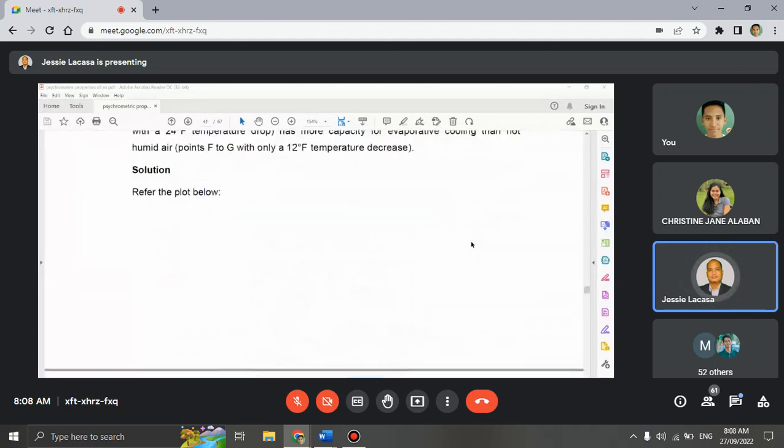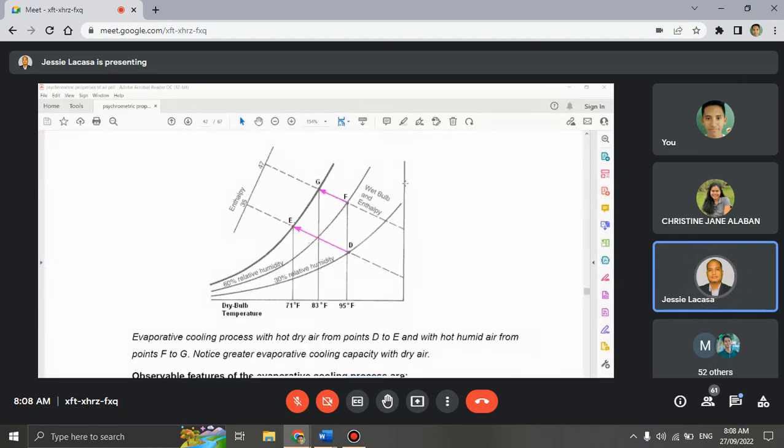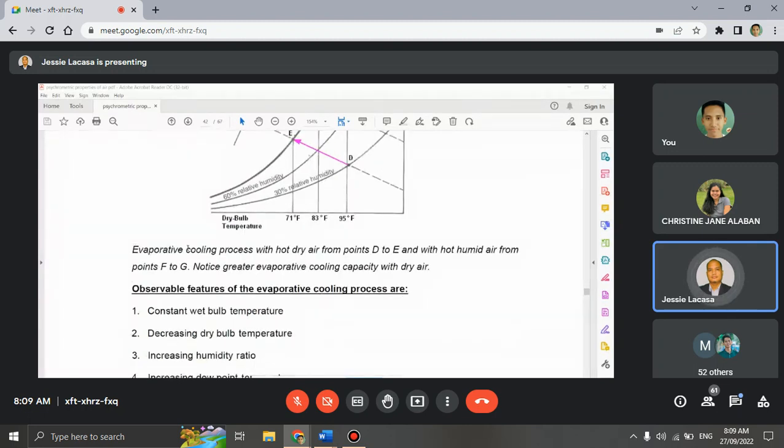So if this is your psychrometric chart, this is the initial temperature from point D. It undergoes the process of evaporative cooling, so from D to E. So the final temperature is 71 degree Fahrenheit at 100% RH. Whereas this one is the same 95 but with more relative humidity, which is 60%. So its capacity for evaporative cooling is less.